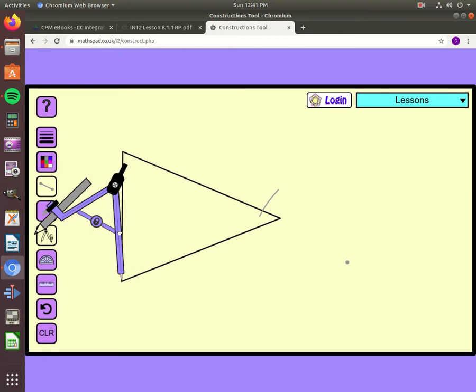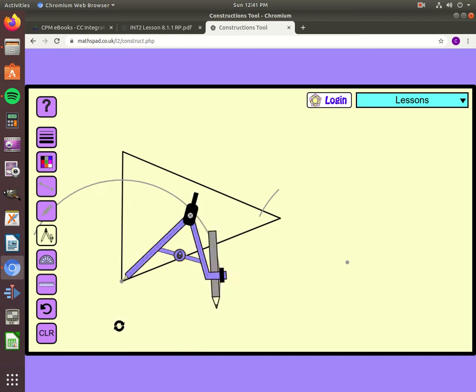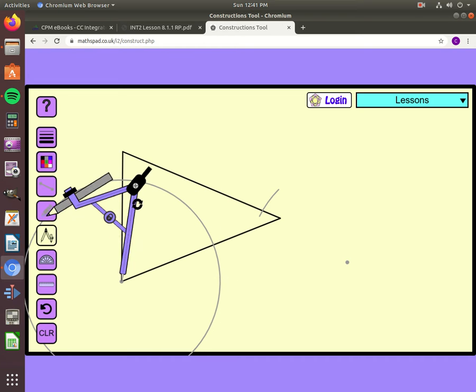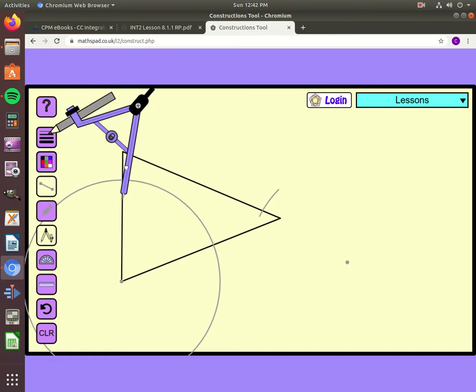We're going to go over here. We're going to make these arcs so we can get the perpendicular bisector. I'll just go the whole way across. That way it's fine. Uh-oh.